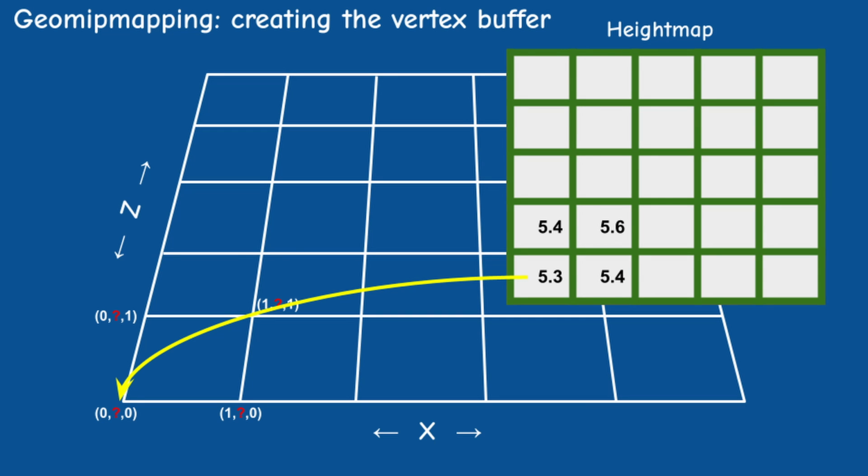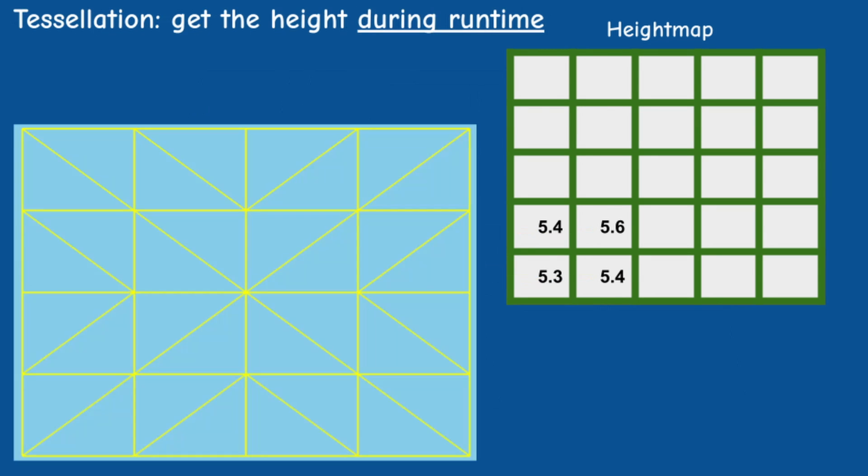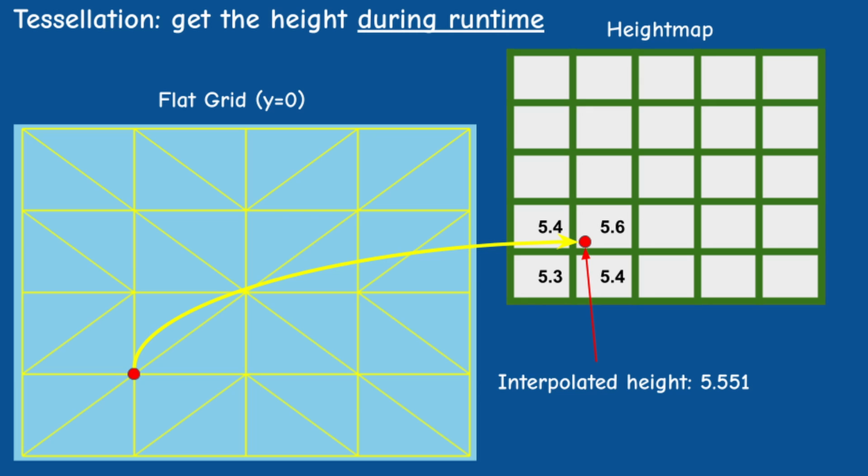Instead of matching each grid vertex to the corresponding cell in the height map, we will start with a flat terrain, and in the evaluation shader we will sample the height map for the Y value of the vertex. The texture sampler in the GPU will interpolate the height between neighboring cells when the texture coordinates fall between cells and not on a specific cell. Let's see how to set up the system of a tessellated terrain.